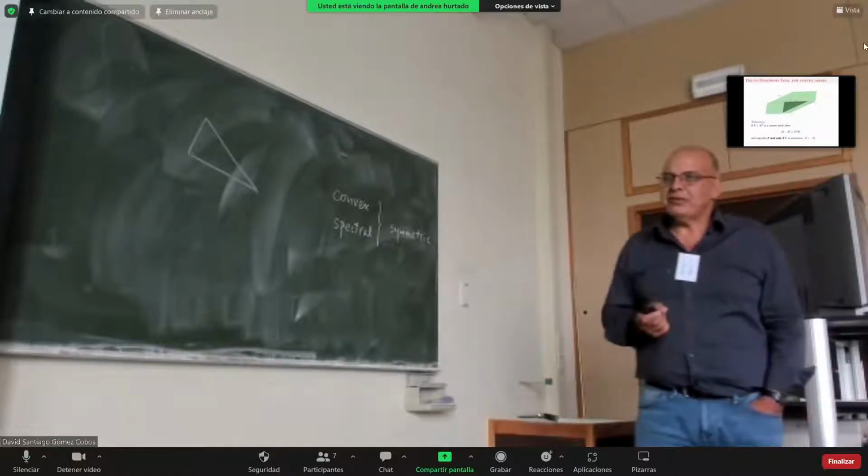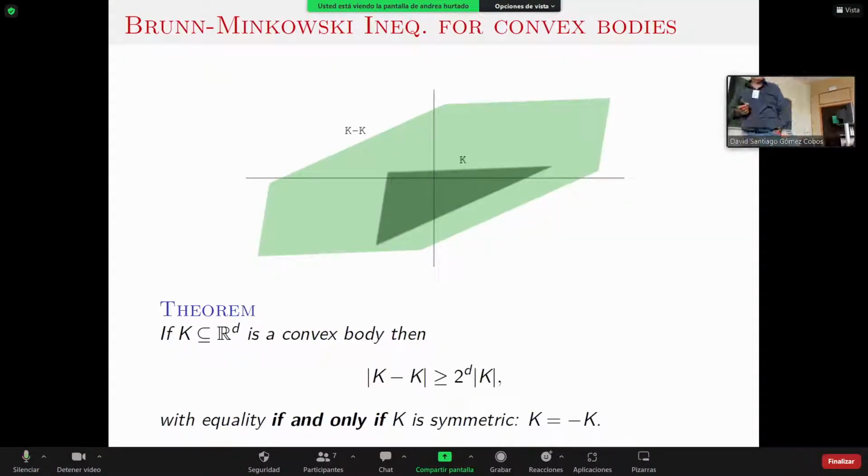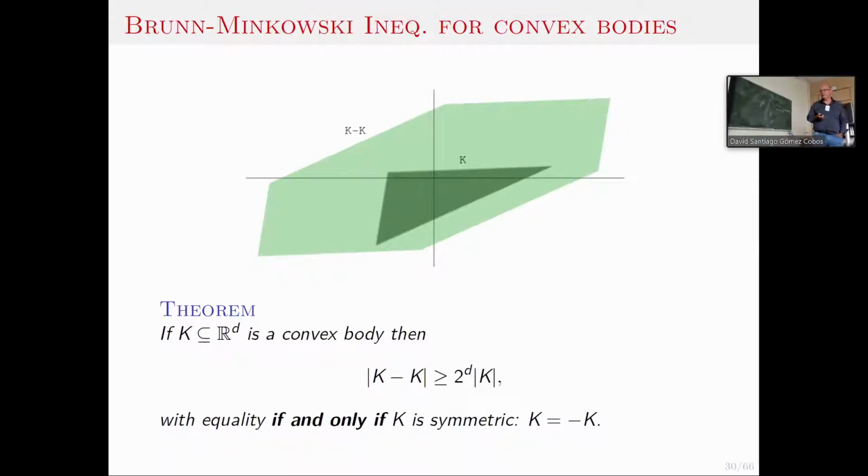So let's start with the basic tool for this, which is the Brunn-Minkowski inequality. The Brunn-Minkowski inequality concerns the volume of so-called Minkowski sums of sets. In the particular case of convex bodies, the form which we care about is this. If you have a convex body K, and you look at its difference set, everything that you can form as K1 minus K2, and you compute its volume, this volume is at least 2 to the d, where d is the dimension, times the volume of K. And the particular part that we're interested in is that the equality here is only true when K is a symmetric set. So if you start from a non-symmetric body, then the volume of the difference set will be strictly larger than 2 to the d times the original volume.